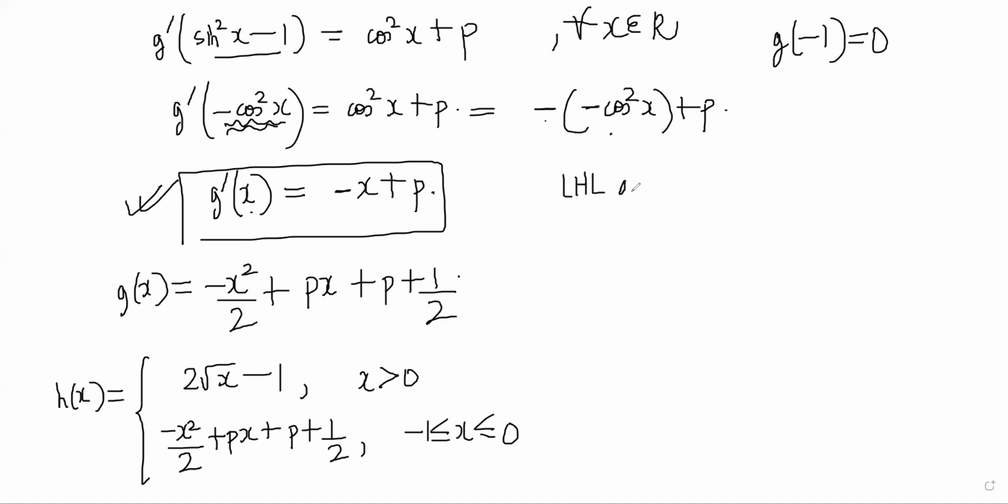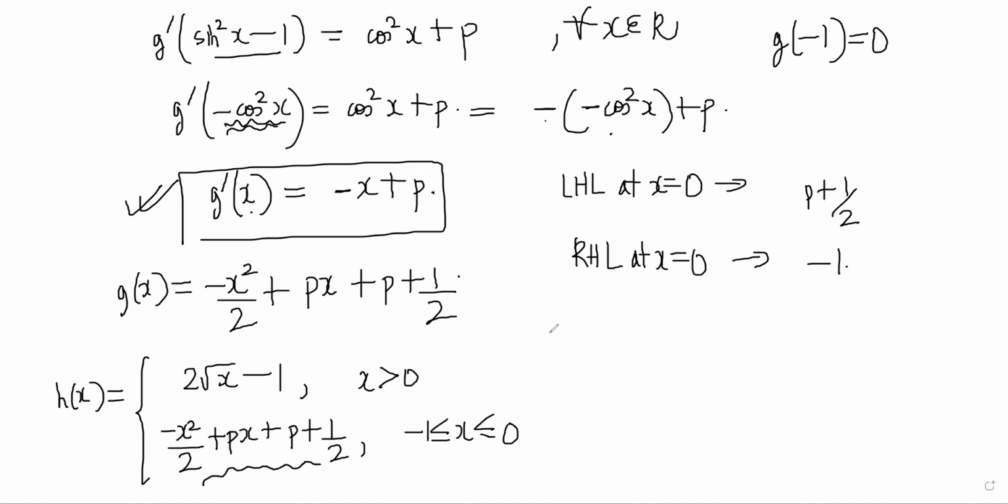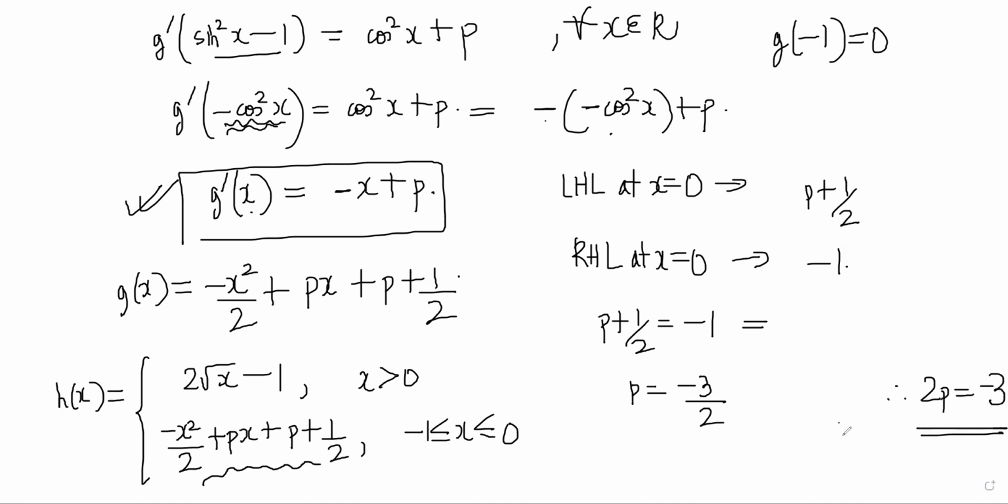So LHL at 0, x is equal to 0, is basically on this function. At x is equal to 0, this function tends to p plus half, and RHL at x is equal to 0 is tending to basically minus 1. So LHL p plus half should be equal to minus 1, should also be equal to f of 0. F of 0 is the value of this part, right? Which is same as p plus half. So that's fine. So p is coming out to be minus 3 by 2. And therefore 2p is coming out to be minus 3. And that becomes the answer to this question, right?